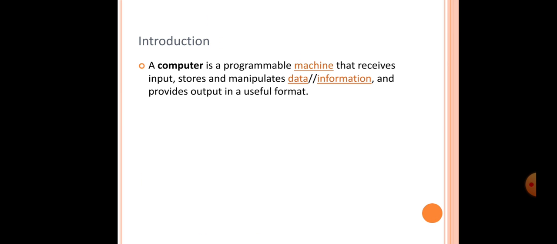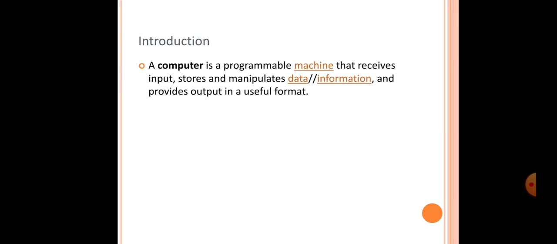Now there may come to your mind, what is a computer, or what are the input output devices. You are not children, I know you all know these things. So first we are going to see that a computer is a programmable machine that receives input, stores and manipulates data and information, and provides output in a useful format.